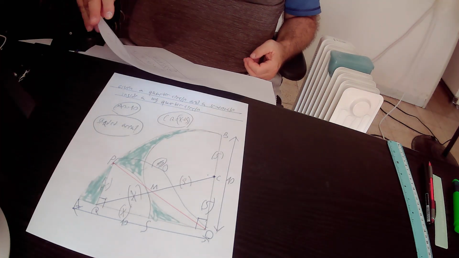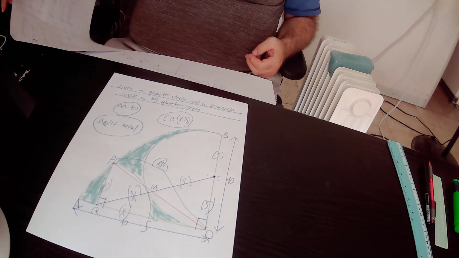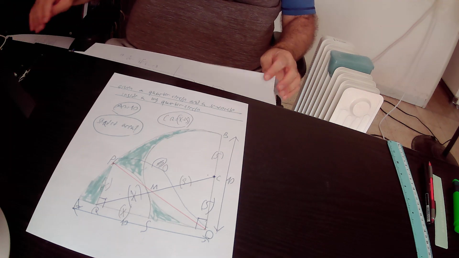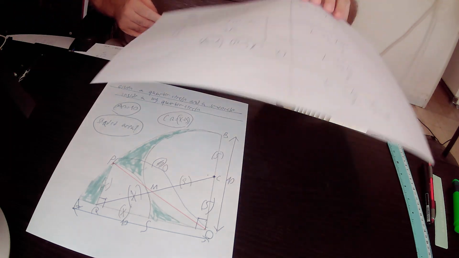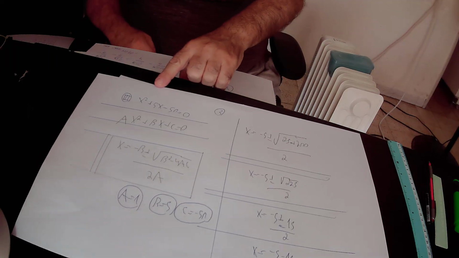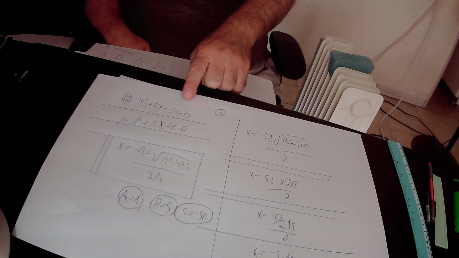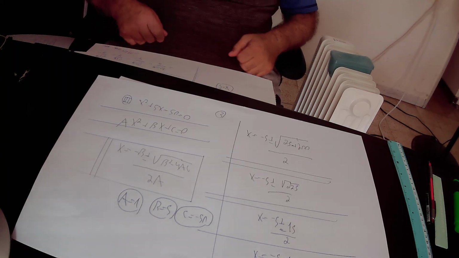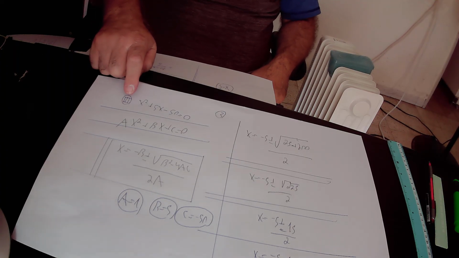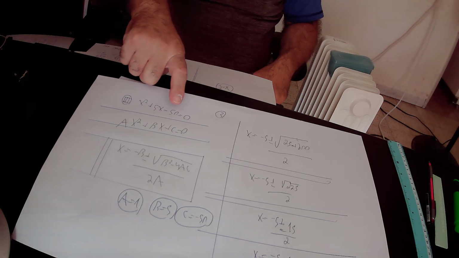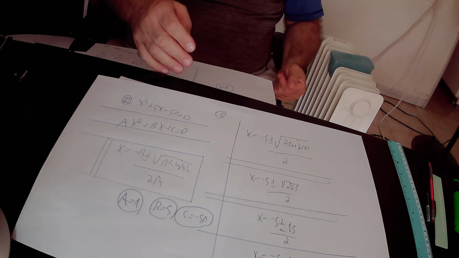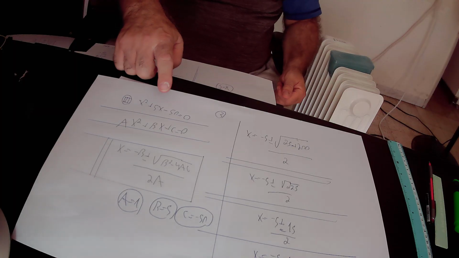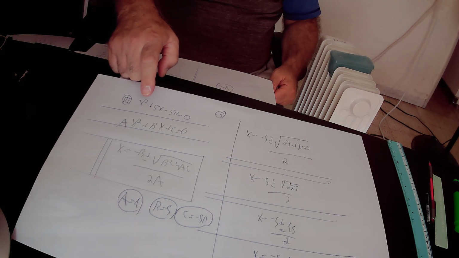So we found out, according to equation 3, that x squared plus 5x minus 50 equals 0. So this is a quadratic equation. The general formula for a quadratic equation is ax squared plus bx plus c equals 0. In this general formula, a, b, and c are the coefficients of this quadratic equation, and x is the variable that we are looking for.